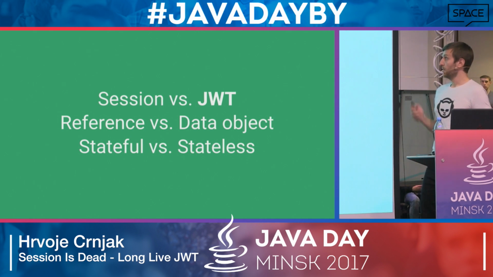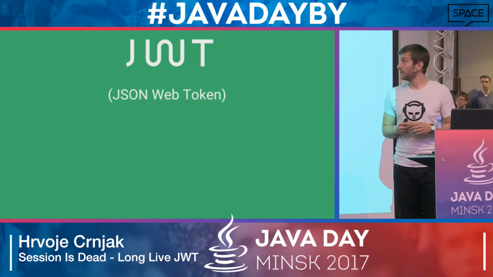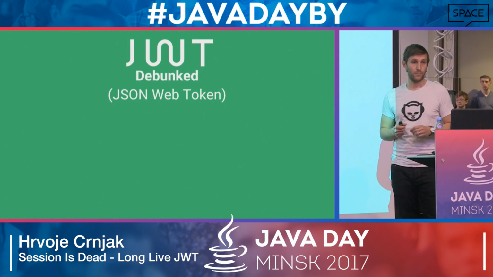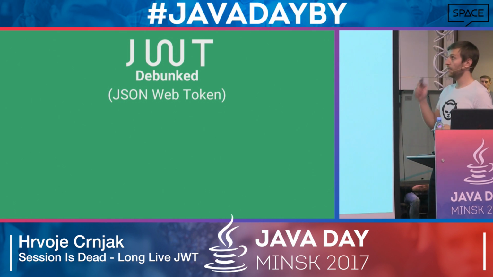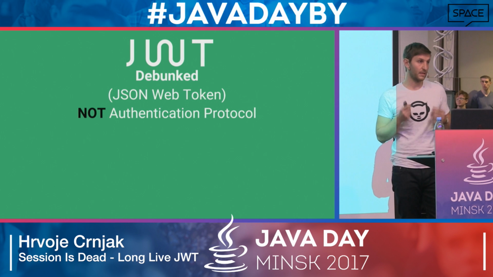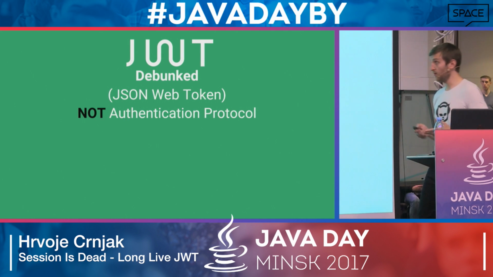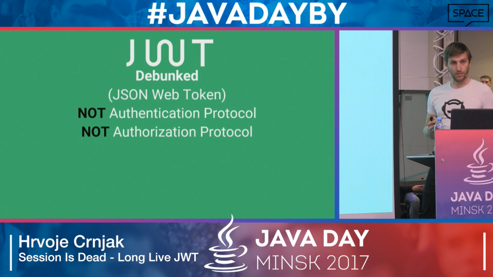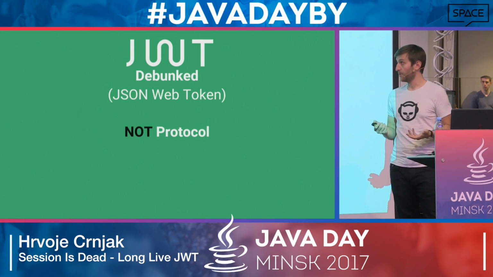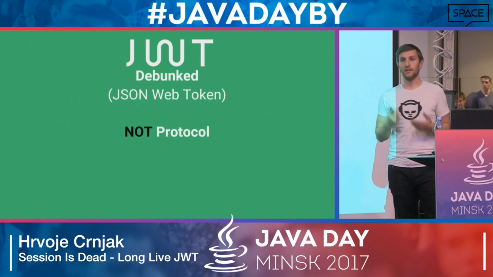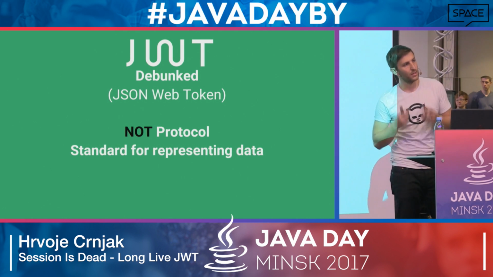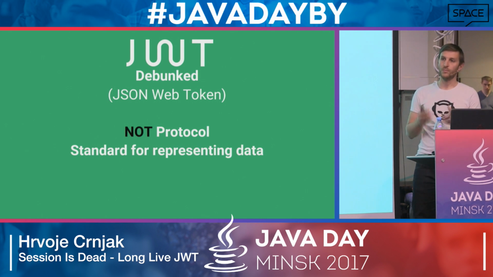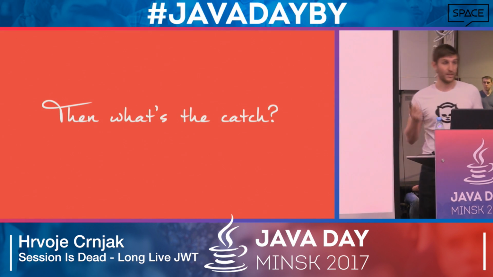So let's talk JWT. Now, the first thing we need to do is debunk some of the common misconceptions surrounding JSON Web Tokens, the biggest one being that it's an authentication protocol. It's not. Okay. It is also not an authorization protocol. So we could say it's not a protocol, right? Then what is it? Well, in its essence, it's just a standard for representing data. So it's just a standard that tells you how to structure your data so that it can be understood by anyone.